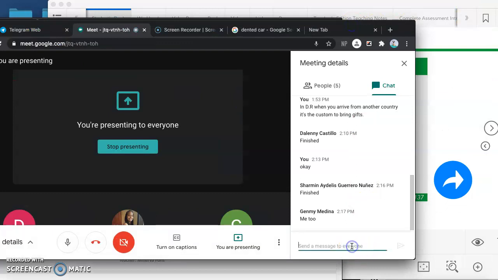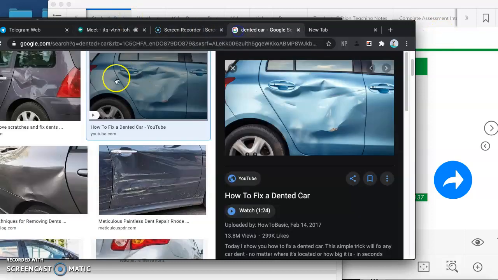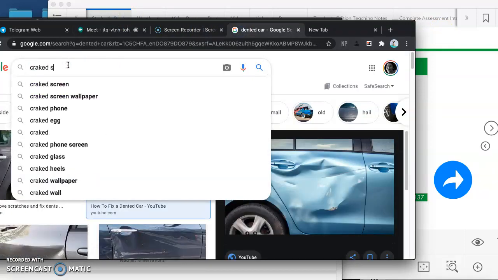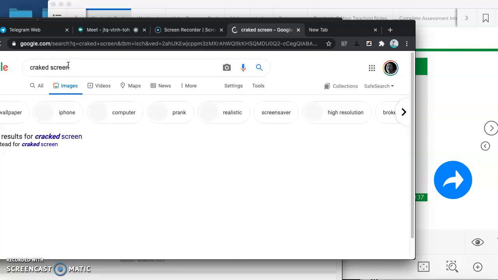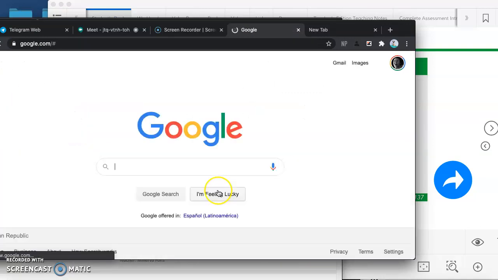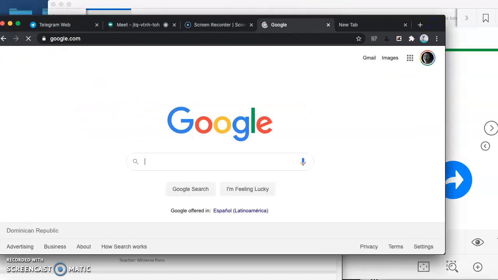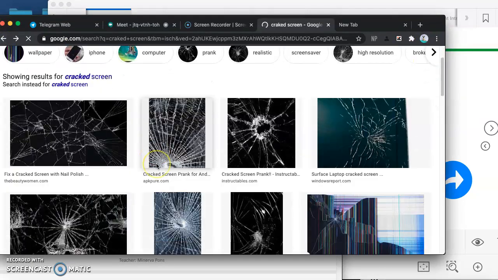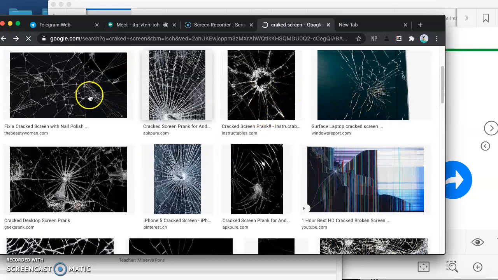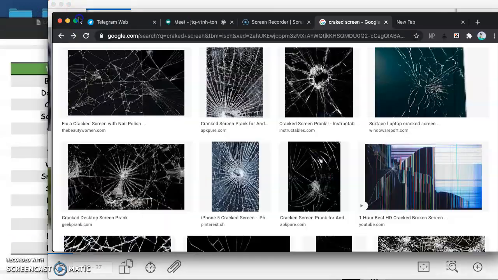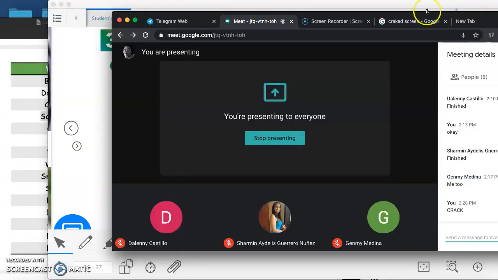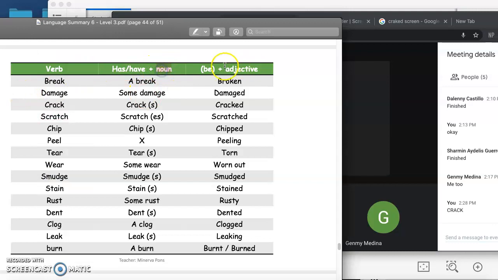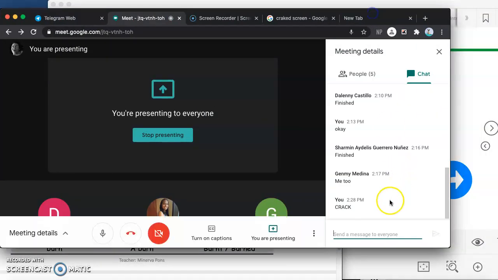So let's say that we have the verb crack. So crack is this. Let me show you what is a cracked screen, so you can take a look at it. This is when something is cracked. It's because you see it's broken. Like when you broke your phone screen, you say it's cracked. So when we are going to be using this verb crack, you can use it again as a noun, or you can use it as an adjective using the past participle.